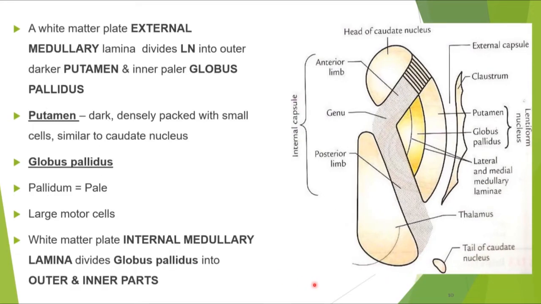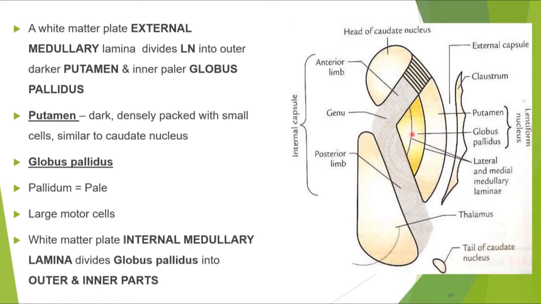This picture shows the subdivisions of the lentiform nucleus. A white matter plate called the external medullary lamina, or otherwise lateral medullary lamina, divides the lentiform nucleus into an outer, darker putamen and an inner, paler globus pallidus. The putamen is dark and made up of densely packed small cells, similar to the caudate nucleus. The globus pallidus, the word pallidum means pale, is made up of pale, large motor cells.